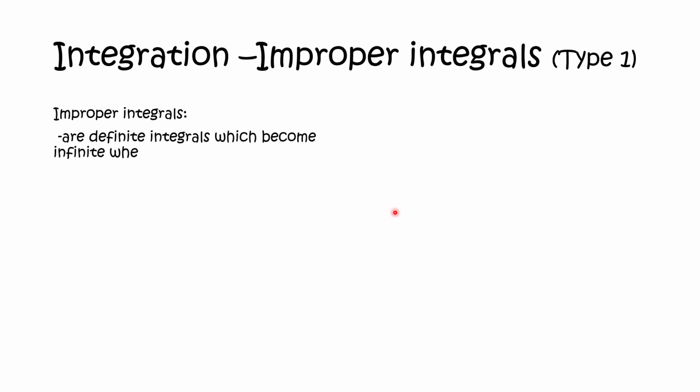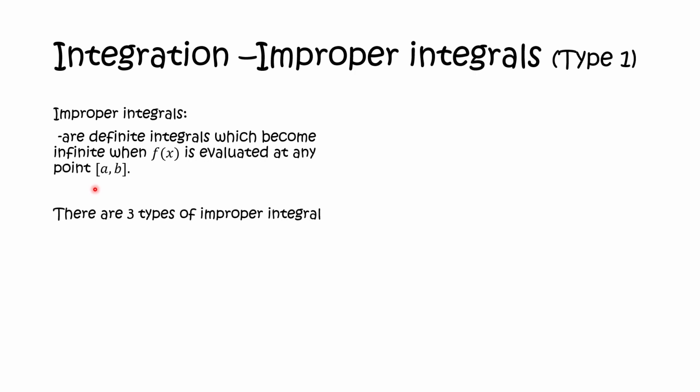Today's business. Improper integrals. These are definite integrals which become infinite when f of x is evaluated at any point a or b, that is to say in the interval from a to b inclusive. There are 3 improper integrals. Let's look at the first type.